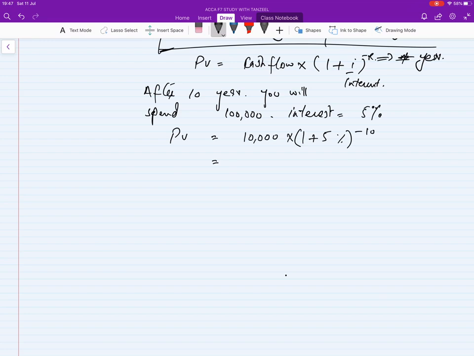Calculate. Let me get the calculator. I'll let you know. Or there is another way: 10,000 divided by 1 plus 5%, raised to power 10.